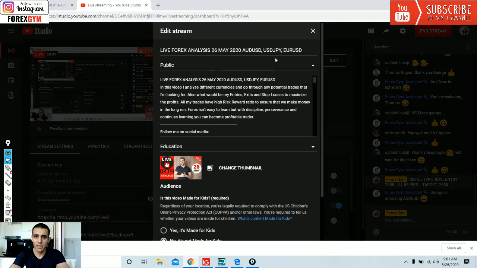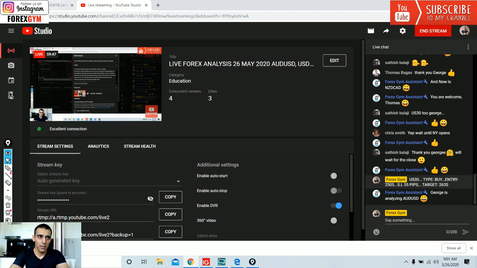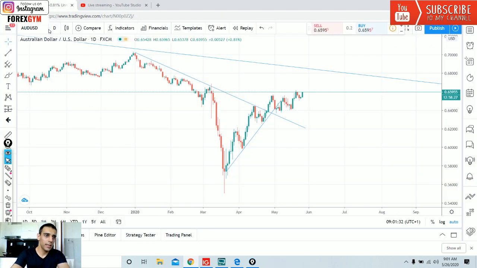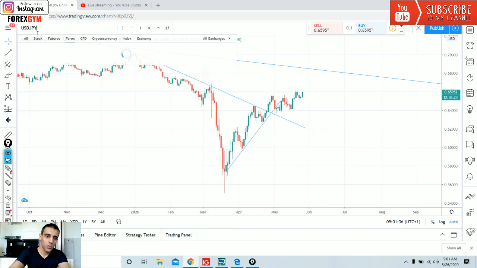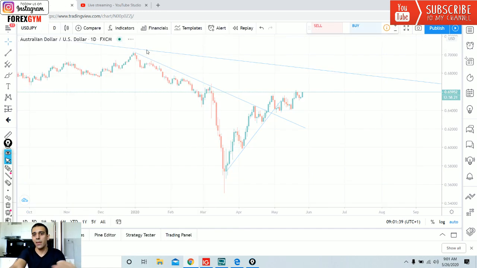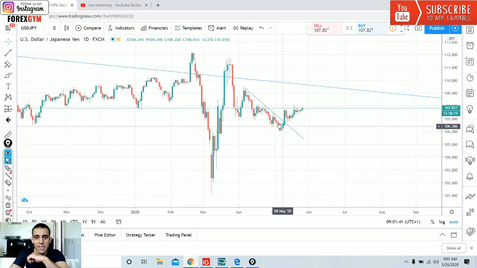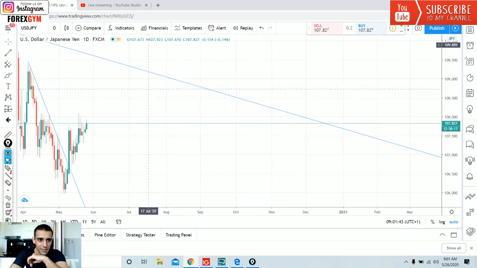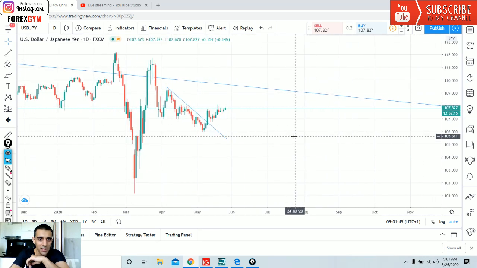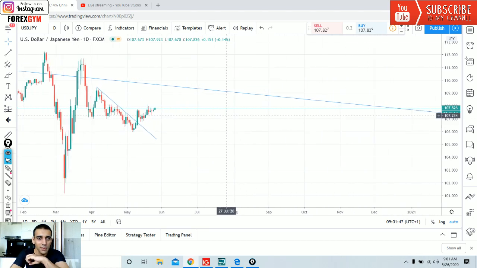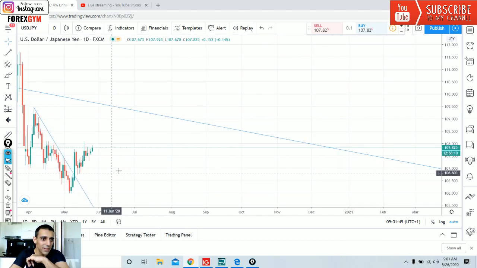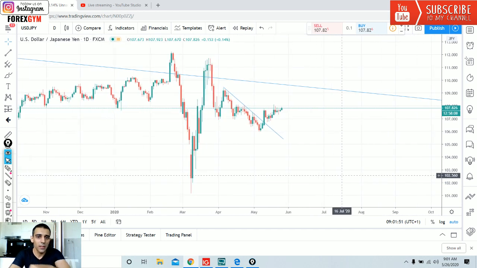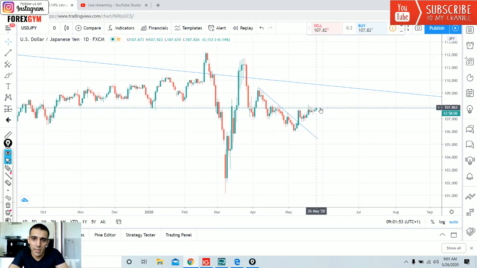So Aussie against USD I analyzed. So we've got USD Japanese yen, USD JPY. Let's see what we have. Oh, I do have a trade on this one as well. So two trades on this one. Still sitting on the swings, but of course USD JPY is not really pushing any way.